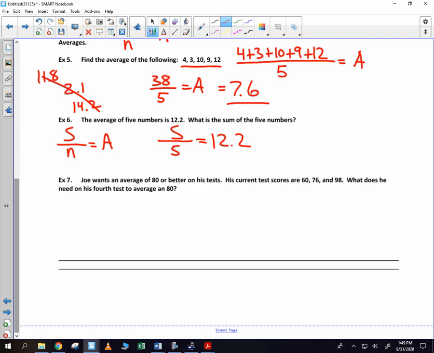So we have to solve this equation. The sum divided by 5 is 12.2. Well, if we multiply both sides by 5, we get the sum is equal to 61.